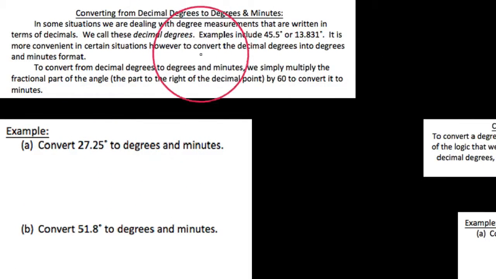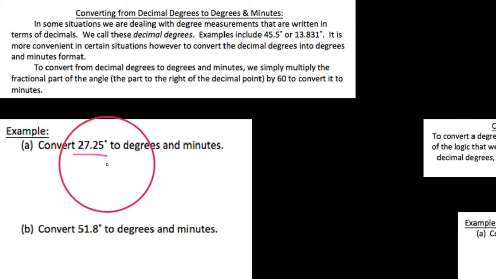Hey YouTube, in this video we're going to practice converting from decimal degrees to degrees and minutes, and degrees and minutes to decimal degrees. But we're going to start with this up at the top. It says in some situations we're dealing with degree measurements that happen to be written in terms of decimals. Like decimal degrees, that would be something like this, 27.25 degrees, which makes sense. I mean, I get that.